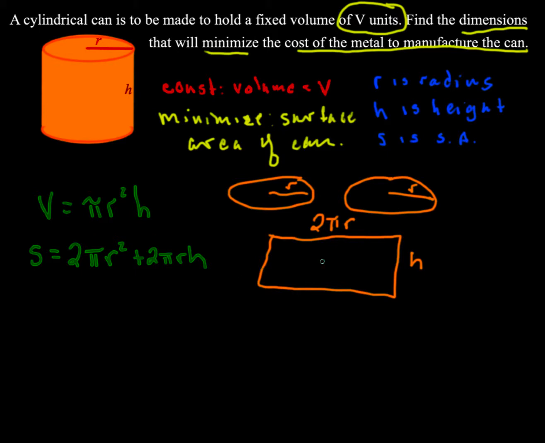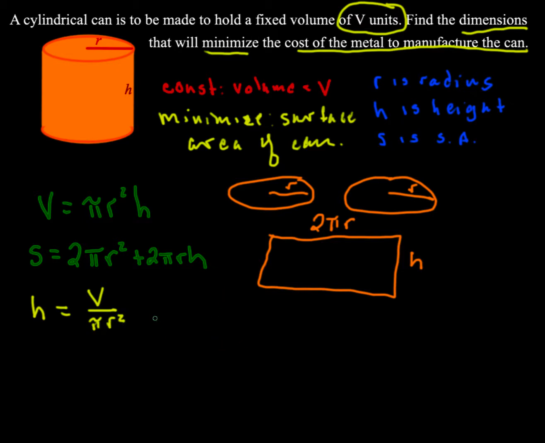And as we do with all these problems, we've got too many variables. We've got an r and an h. So we use the constraint to solve for one in terms of the other. And it seems to me that it'd be easier to solve for h here. So we get that h is equal to v divided by pi r squared.